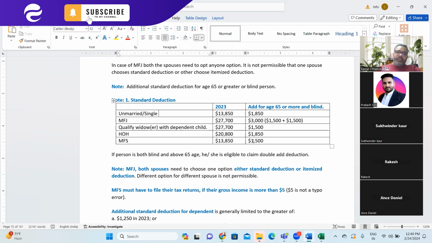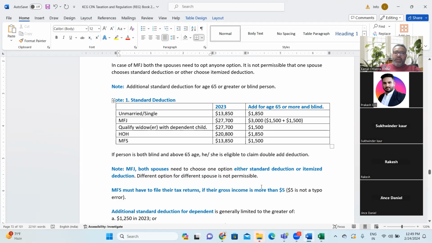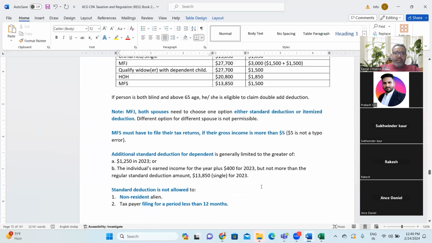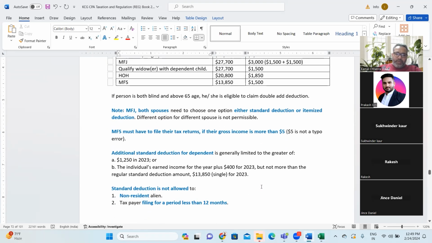Note over here, for married filing jointly, both spouses need to choose one option, either standard deduction or itemized deduction. A different option for different spouses is not permissible. I think we have already covered this above. Married filing separately must file their tax return if the gross income is more than $5, so the minimum income limit is $5. If you have income of more than $5, you have to file the tax return in case of married filing separately.